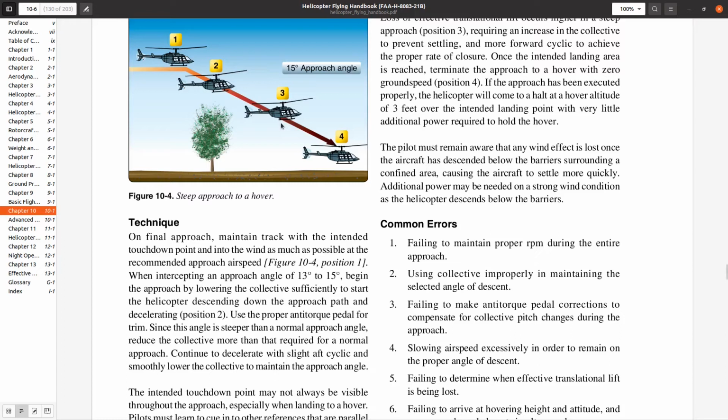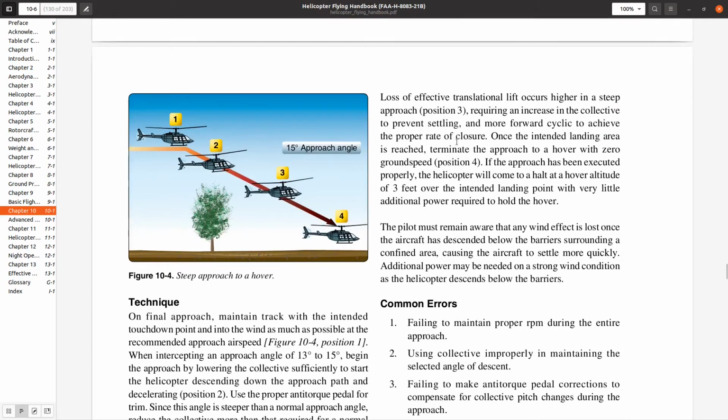And at a certain point, you're going to have to start actually pushing forward in order for this thing to continue to come down. So you can ride that ETL all the way down, let's say, from 50 feet down to the ground. So what you'll find is on the controls, you're pushing forward, pushing to your spot, as sometimes we'll say, and pulling the collective. In the book, it says you're going to lose that ETL. So you're going to have to increase collective to prevent settling and push forward to your spot.